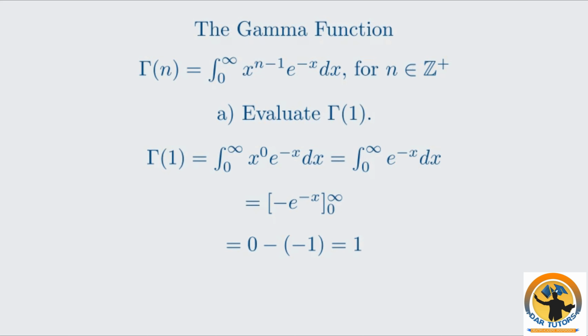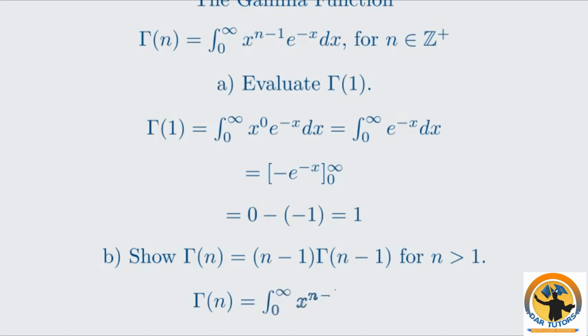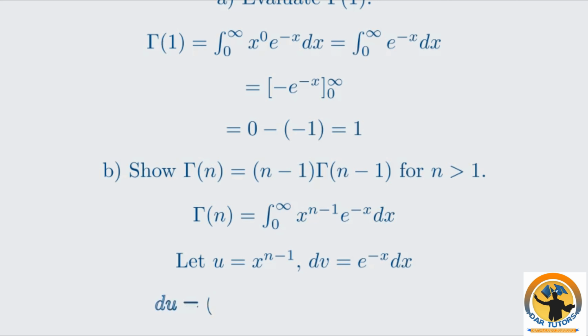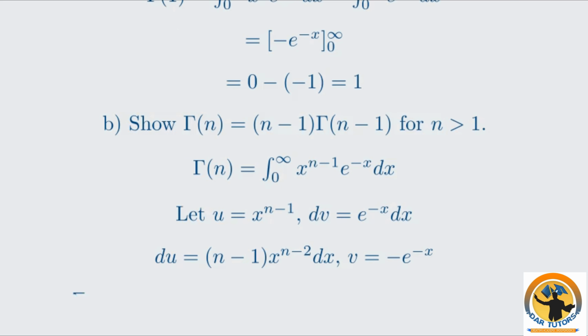Next, we need to prove a recursive relationship. Gamma of n equals n minus 1 times gamma of n minus 1. We'll use integration by parts on the definition of gamma of n. Let u equal x to the n minus 1 and dv equal e to the negative x dx. Then du is n minus 1 times x to the n minus 2 dx, and v is negative e to the negative x. Applying integration by parts, we get this expression.